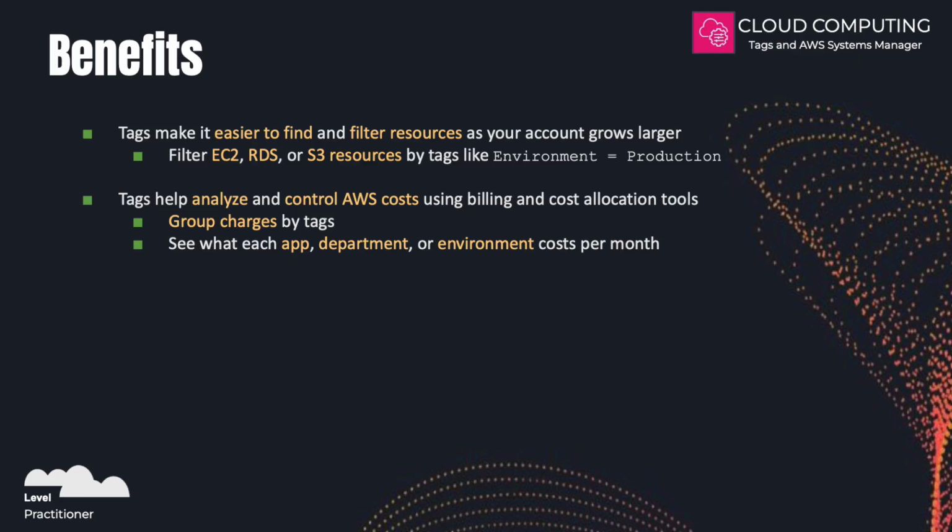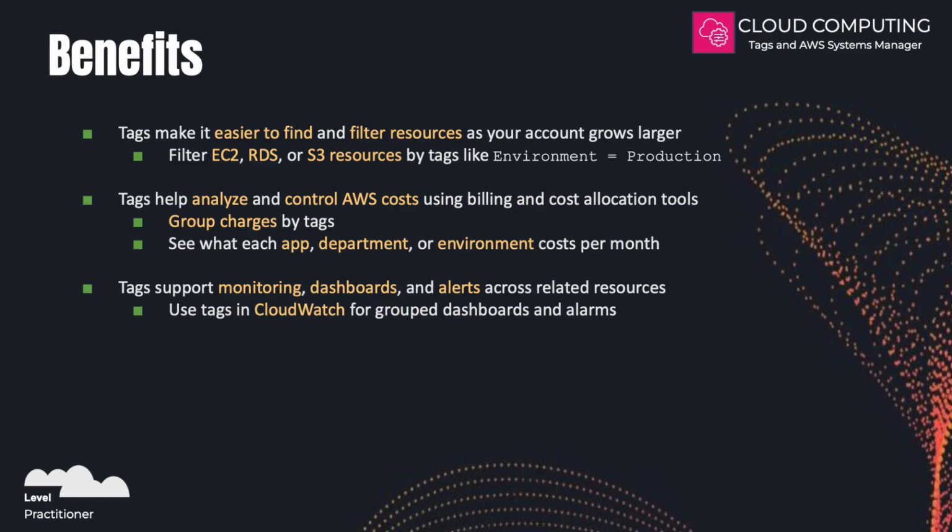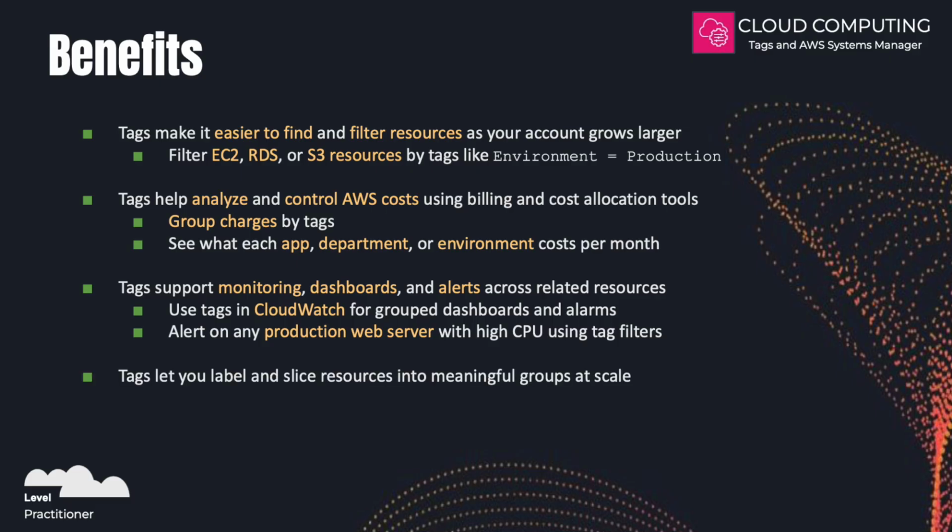Tags can also help with monitoring and alerts. For example, you can use tags in CloudWatch to group resources and build dashboards or alarms around a certain environment. Like, alert me if any production web server has high CPU. You don't have to manually list instances from that environment. You just tell CloudWatch to look for everything with a specific tag.